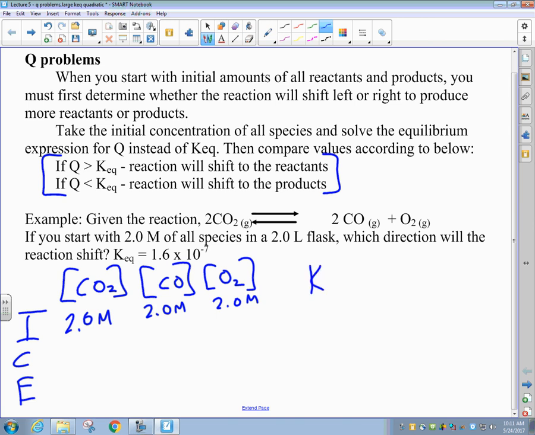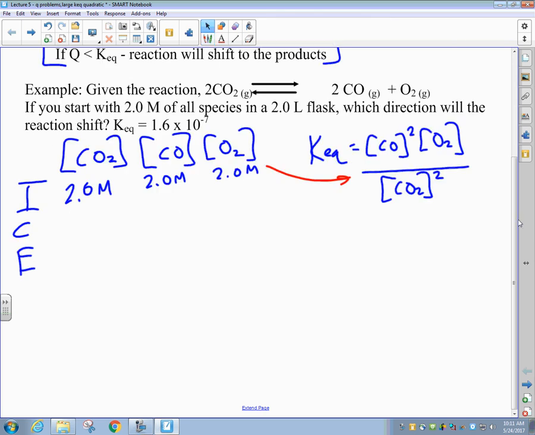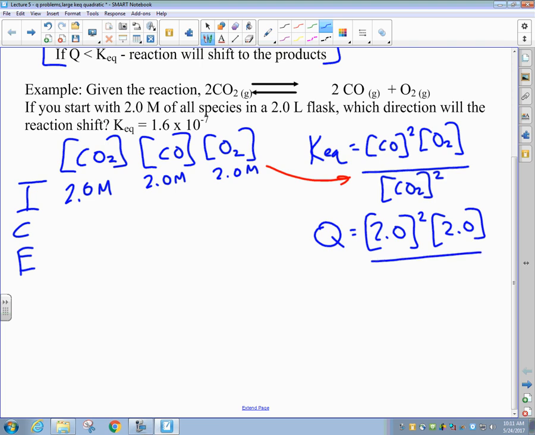So you'd write the law of mass action, the KEQ expression, have the concentration of carbon monoxide squared, concentration of O2 over the concentration of CO2, which is squared, and we're going to use these initial concentrations and plug them into there. Now, because it's not at equilibrium, we can no longer call it KEQ. So we call it Q when we plug in the initial concentrations. We have 2.0 squared times 2.0 over 2.0 squared. So obviously the 2.0 squares cancel each other out, and we're left with just Q equals 2.0.